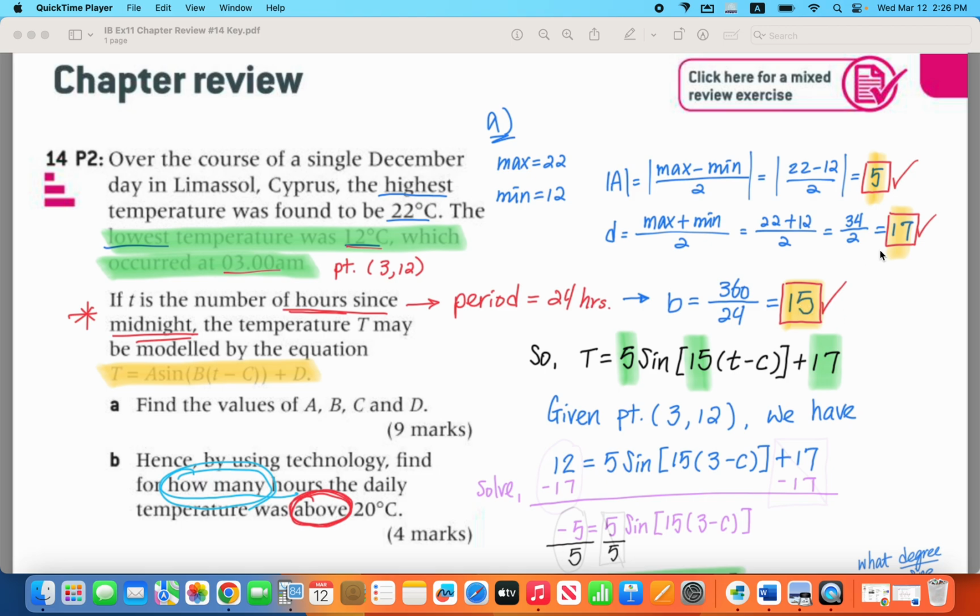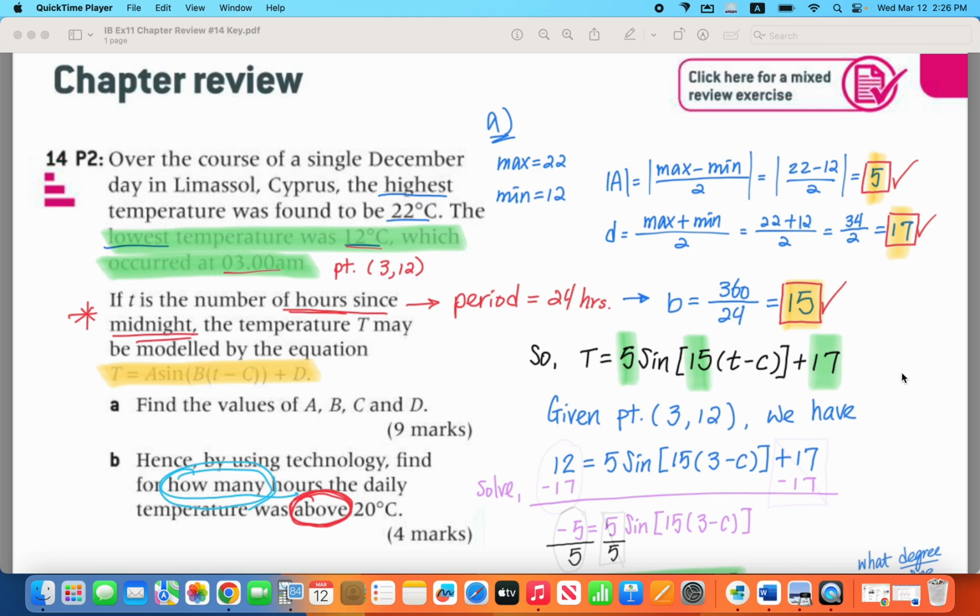Check. Now, what you see is what you get. Given the style of my sinusoidal function, I know that T is equal to, figure out the A is 5, lock it in, sine of B is 15, parenthesis (t minus C). I don't know the C yet, but close the parenthesis. I do know my D is 17, my principal axis.